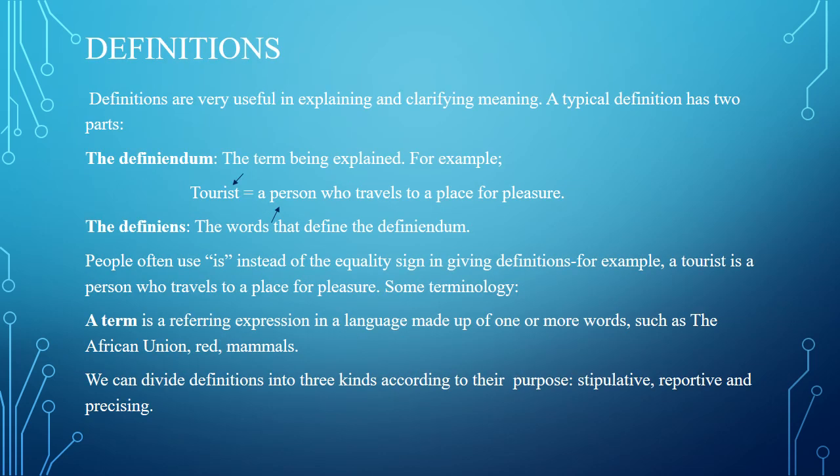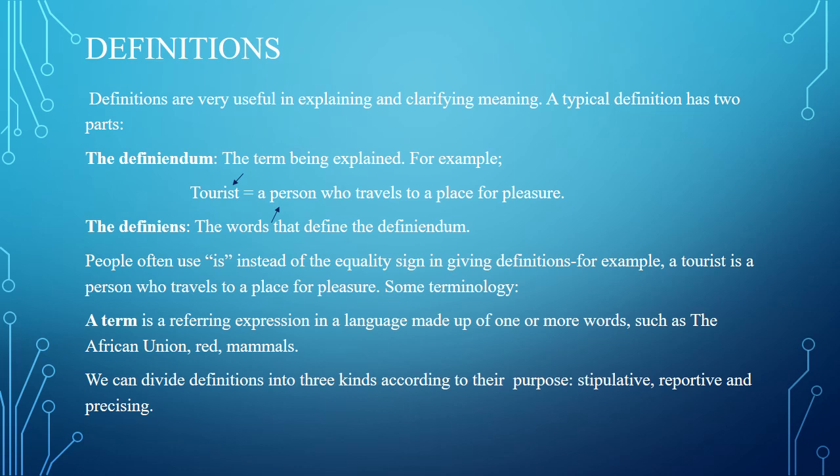Definitions. Definitions are very useful in explaining and clarifying meaning. A typical definition has two parts: the definiendum, the term being explained, for example, a tourist; and the definiens, the words that define the definiendum. People often use "is" instead of the equality sign in giving definitions. For example, a tourist is a person who travels to a place of pleasure.